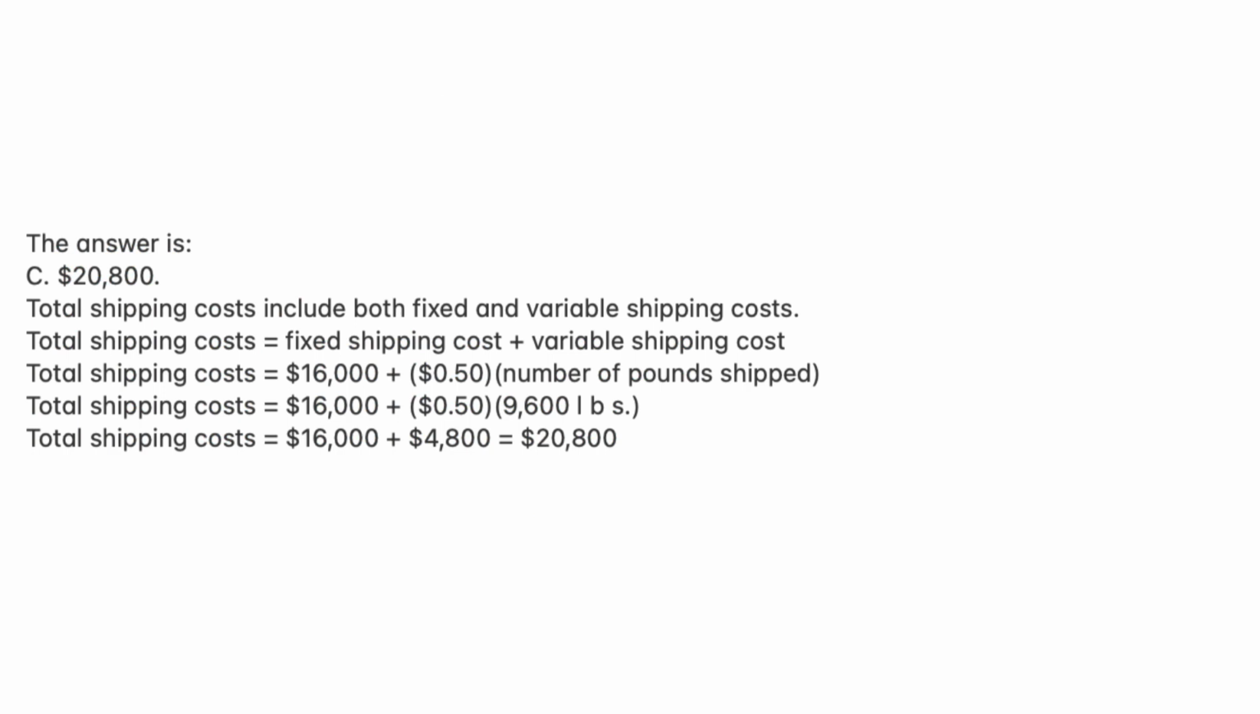$20,800. Total shipping costs include both fixed and variable shipping costs. Total shipping costs equals fixed shipping cost plus variable shipping cost. Total shipping costs equals $16,000 plus 50 cents times the number of pounds shipped. Total shipping costs equals $16,000 plus 50 cents times 9,600 lbs. Total shipping costs equals $16,000 plus $4,800 equals $20,800.